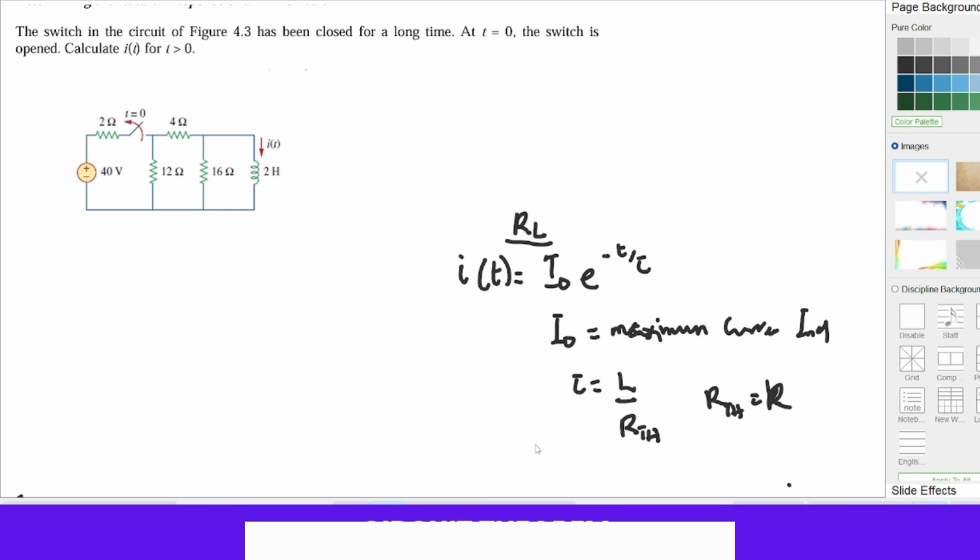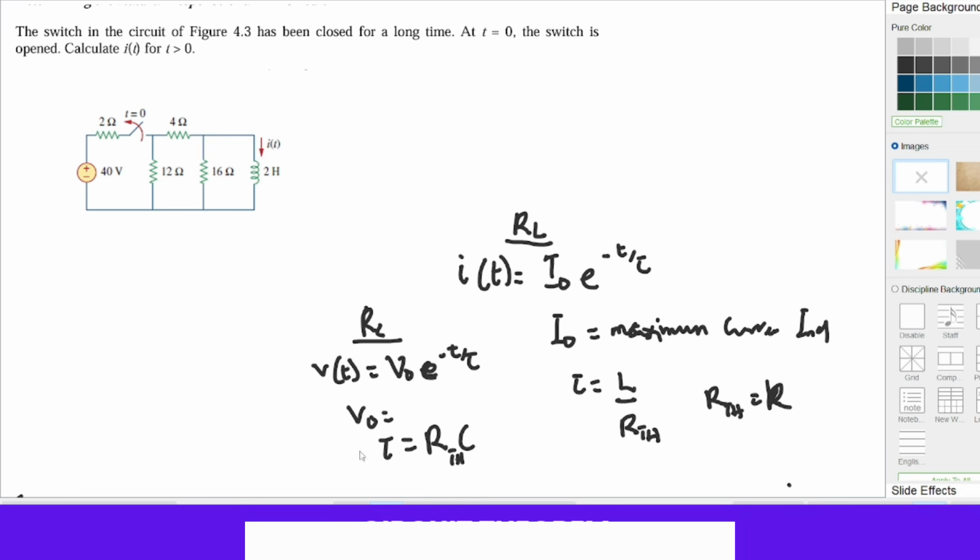Okay, so we'll go into details with the question and see how far we are going to go about the RL circuits. And when it comes to RC circuits, the voltage is represented as v(t) equals V naught e exponent negative t over tau, where V naught is going to be the maximum voltage across the capacitor right before the circuit is being opened. Then we will say our tau is equal to RC, where R is also the Thevenin equivalent resistance.